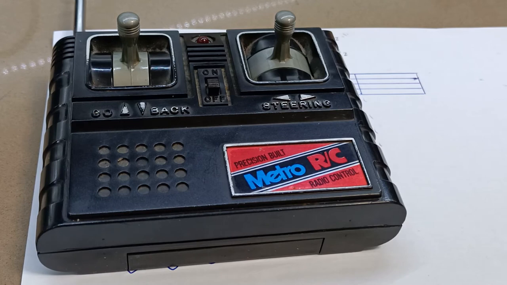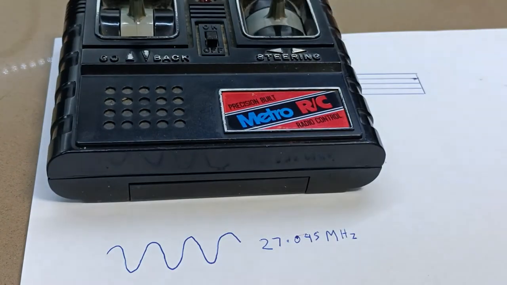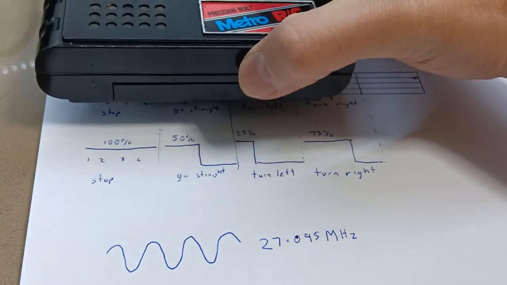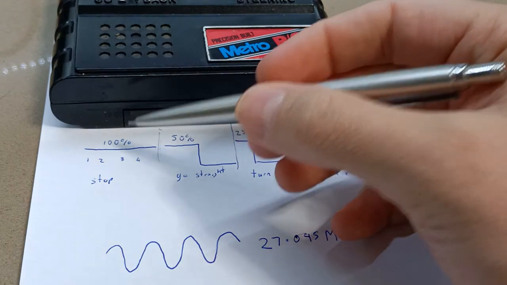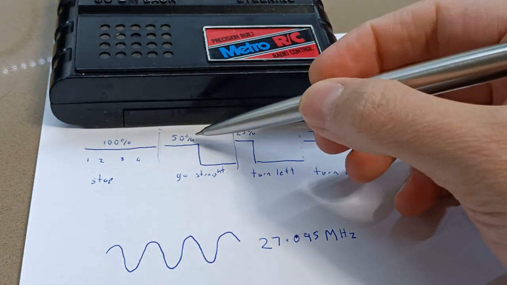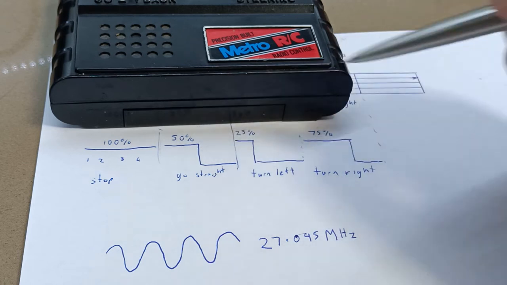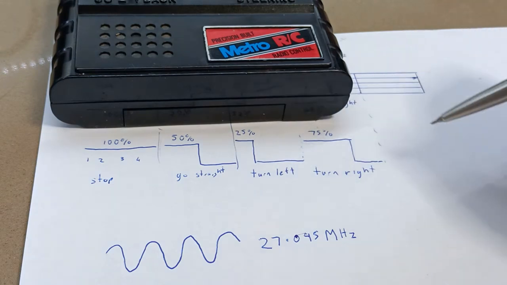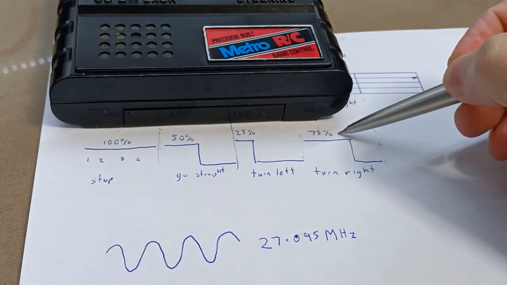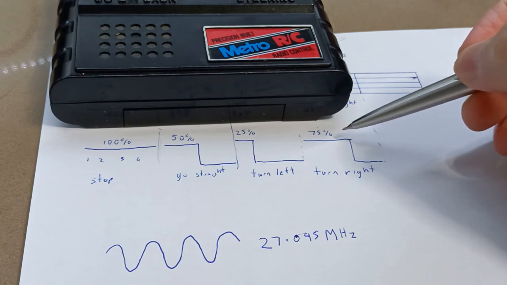So what have we learned about this controller unit? Well, we know that it generates a carrier signal with 27.095 megahertz, and then it modulates that signal to tell the truck what to do. It basically sends a set of continuous pulses with different duty cycles. If we want the truck to stop, then we use a 100% duty cycle. If we want it to go straight, then we send our pulses with a 50% on duty cycle. If we want it to turn left, then it sends pulses with a 25% on duty cycle. And if we want it to turn right, then it sends the pulses with a 75% duty cycle.